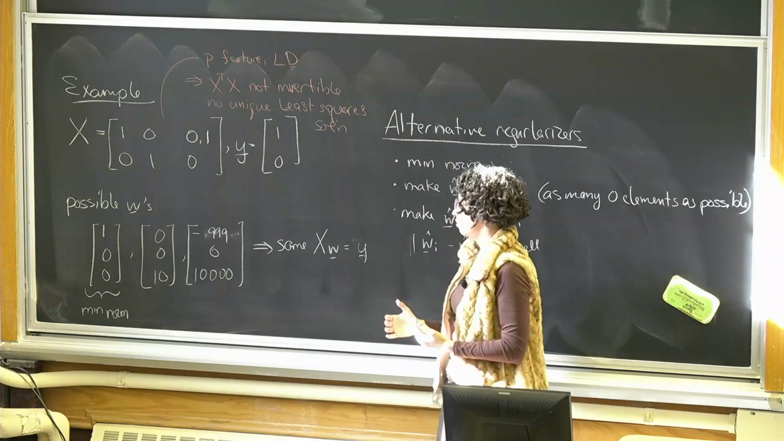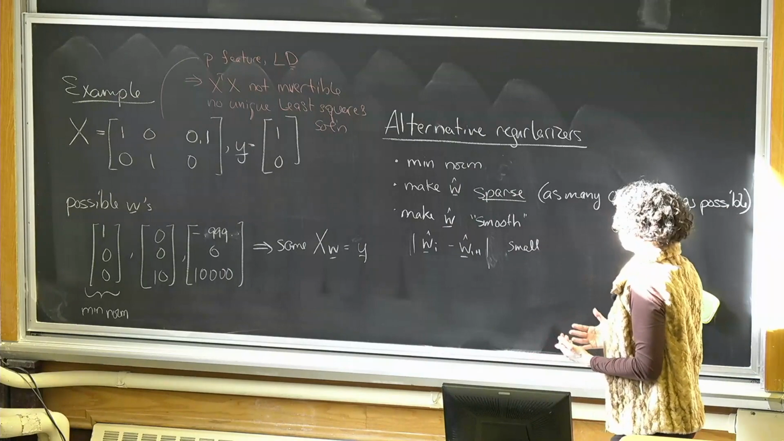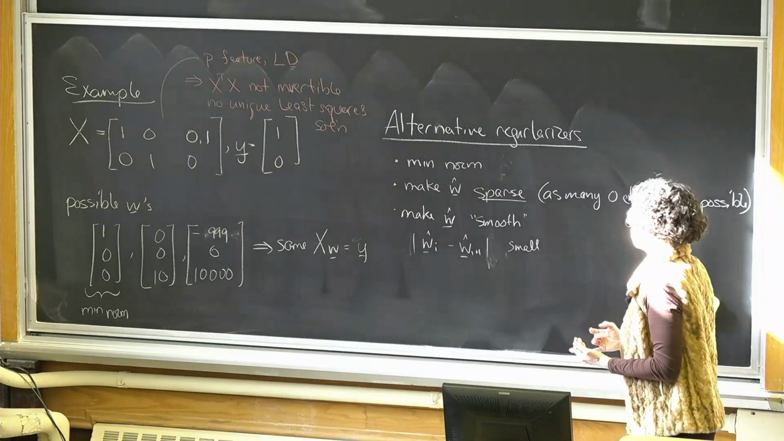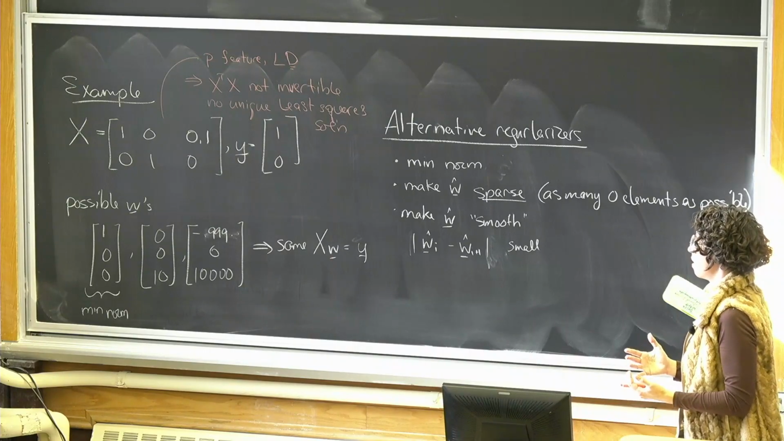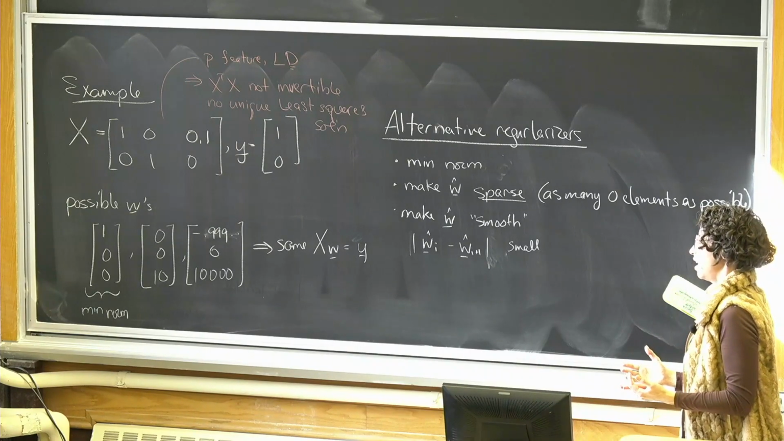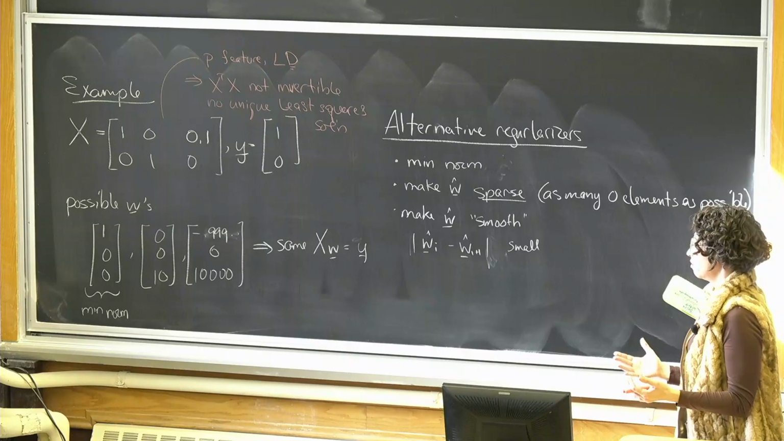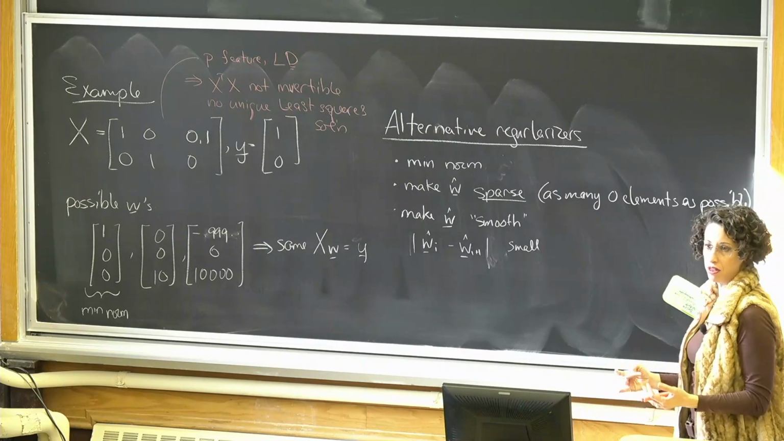So these are the settings in which we need to use some sort of regularization or impose some sort of structure on W to help us choose among possible weight vectors that all look equally good, more or less, in terms of prediction on the training data.